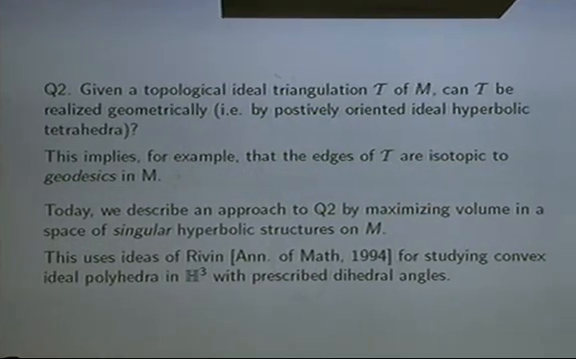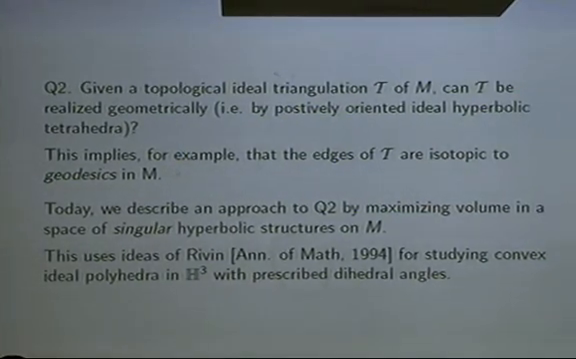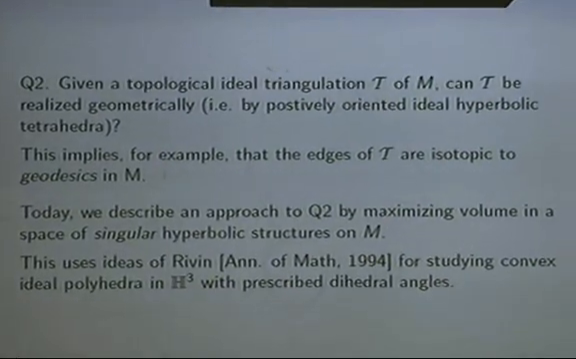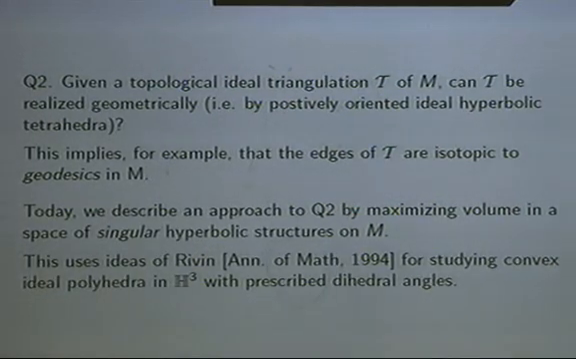Now, there's another kind of basic question. If I give you some topological triangulation of this hyperbolic manifold, you'd like to know, does it really come from a geometric decomposition into ideal tetrahedra? Can it be realized geometrically by positively oriented ideal tetrahedra? You can ask this if you start off with any triangulation of some manifold. Is it really a geometric triangulation?